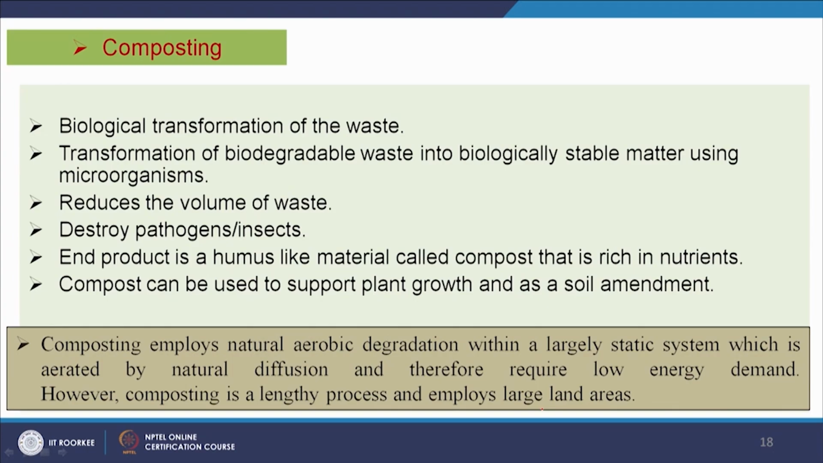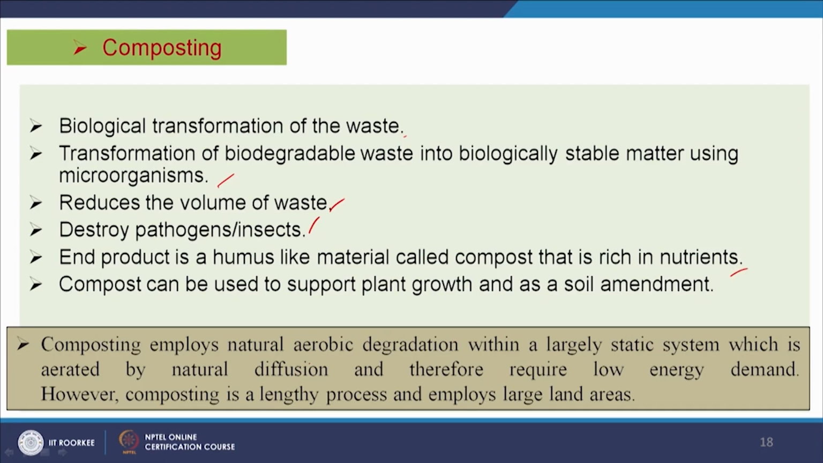So, this is also an important way of sludge management. This is applicable for the management of sludge as well as solid waste. In this case, the organic compounds are converted into manure. So, it is a biological transformation of the waste. The transformation of biodegradable waste into biologically stable matter using microorganisms reduces the volume of waste and destroys pathogens and insects. The end product is a humus like material called compost that is rich in nutrients, and compost can be used to support plant growth and as a soil amendment.